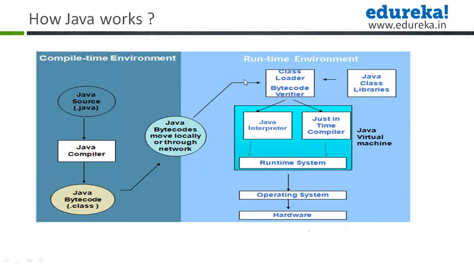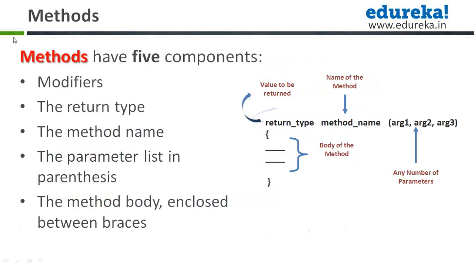I hope you are clear with the diagram right here. That is the Java environment, how Java works. Now we come to methods. Methods have got 5 components, namely modifiers, that is the access specifiers, the return type, the method name, the parameter list, and the method body. You can see right here, this is the method with a return type, method name, and arguments, that is parameters, and you have your opening curly braces and closing one. Within that you have got the body of the method. So the return type is the value that would be returned by this particular method.